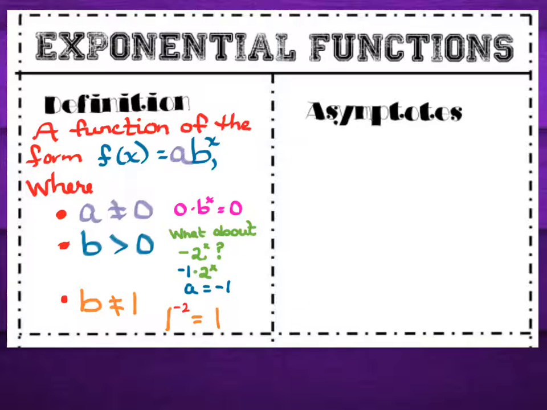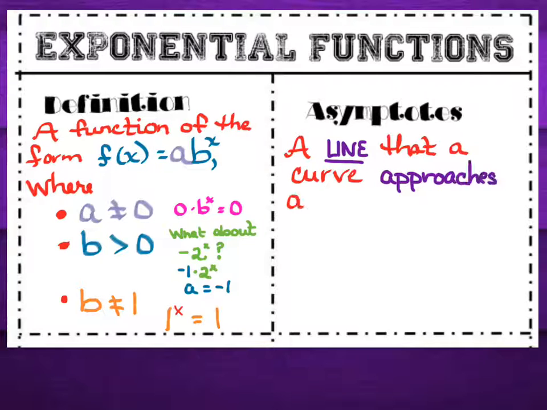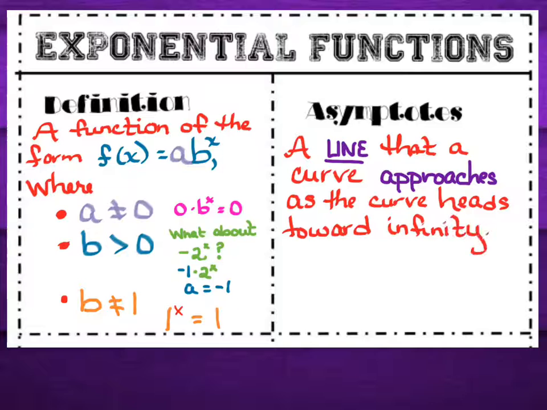The other definition we need to look at is the word asymptote. We're going to be using this word a lot in this lesson. An asymptote is a line that a curve approaches as the curve heads towards infinity. So what that would look like is this situation where that graph comes down and kind of hovers over that line. That dotted line is the asymptote.